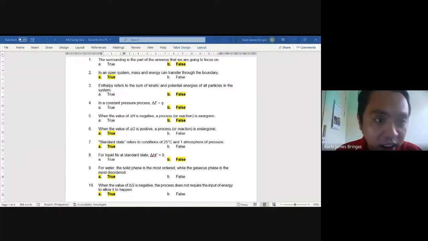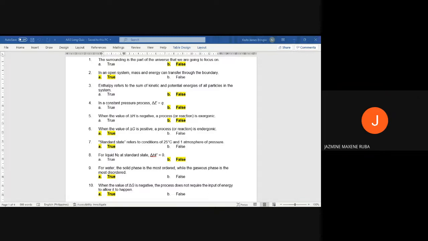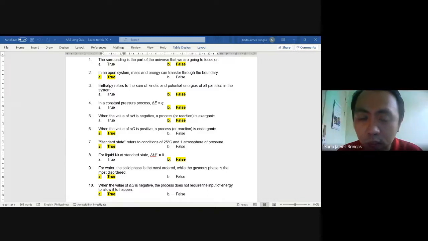Sige, so number one. It says here, the surrounding is the part of the universe that we are going to focus on in the study of thermodynamics. So this one is false. Can anybody recall what part of the universe we focus on in thermodynamics? The system po, sir. Okay, thank you, Jazz. Thank you, Danielle, as well. So it should be the system that we are focusing on in our study of thermodynamics. Everything else outside of the system, that is your surrounding.